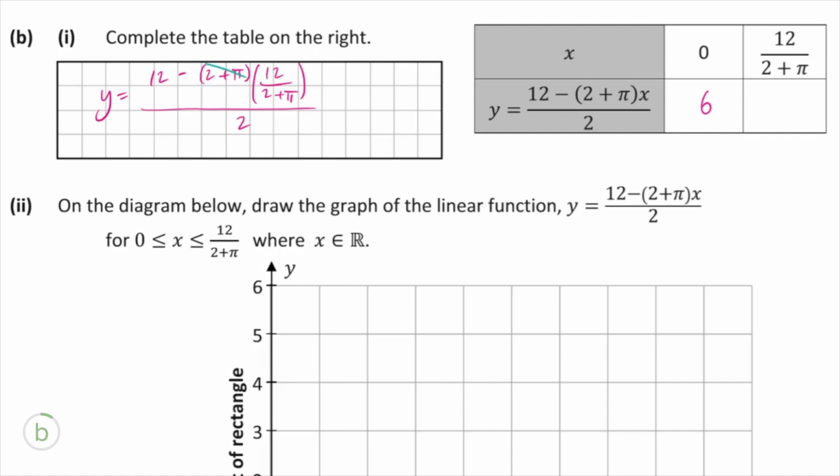As we can see, these just cancel because it's the exact same thing. So what we actually have is 12 minus 12 over 2, which is just 0 over 2. So that's equal to 0, and we can put that in our table too. So we've completed our table, and for doing that you're going to get 7 marks.